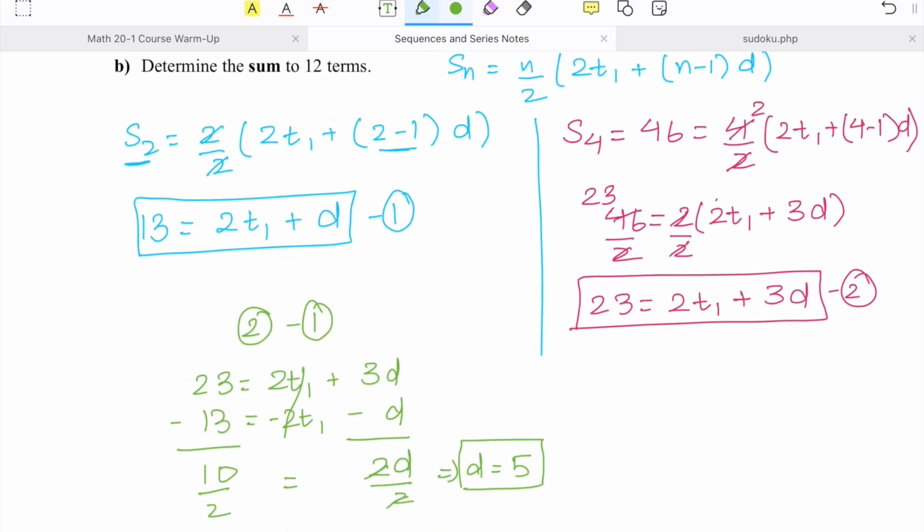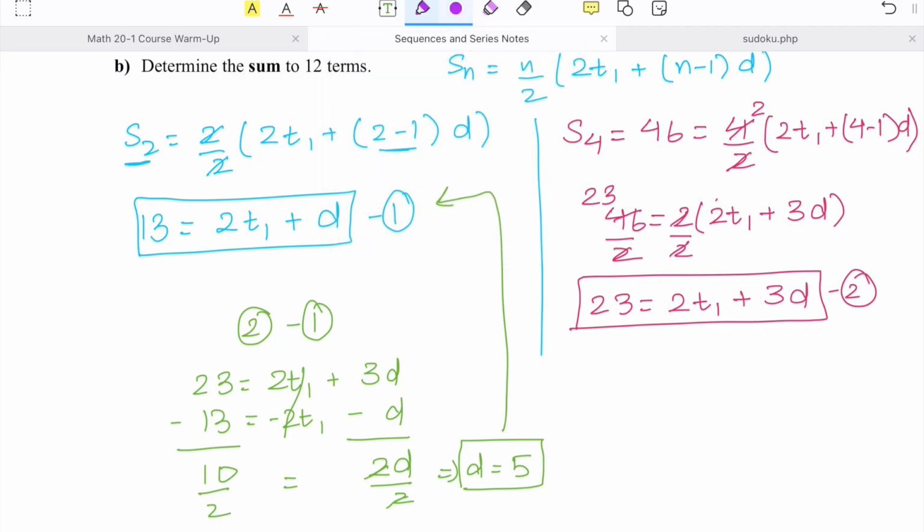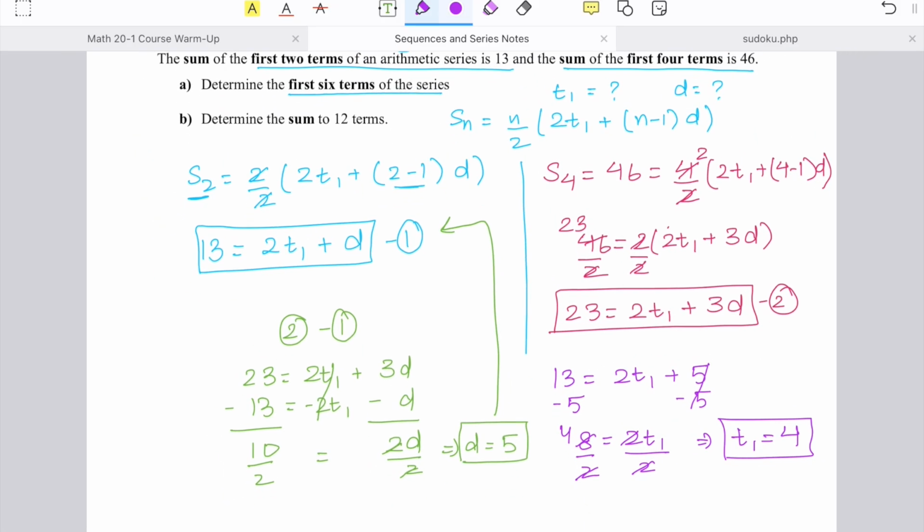Okay. Now let's put that back in our first equation. And that will help us figure out what T1 is, okay? So 13 is equal to 2T1 plus 5. Subtract 5 on both sides. 13 minus 5 is 8, which is equal to 2T1. Divide both sides by 2, and I get T1 is equal to 4. So the first 6 terms will be 4, and we are going up by 5, right? So 9, 14, 19, 24, 29, right?